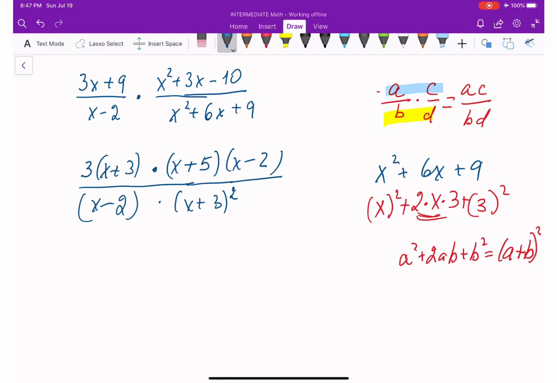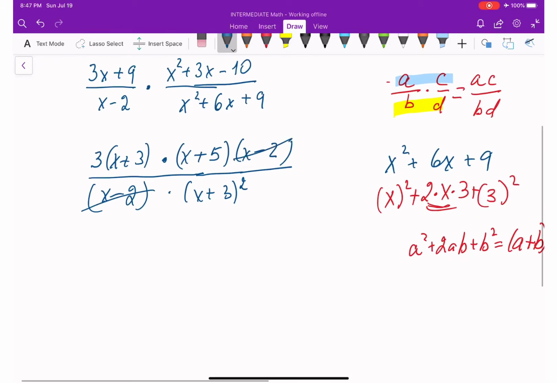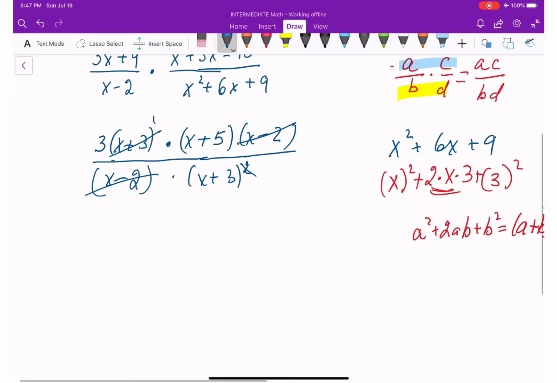Let's see if we can simplify here. x - 2, I can simply cancel with x - 2. x + 3, I can cancel with the square, because here is 1, here is 2, and 2 minus 1 is 1. So on the top, x + 3 is completely gone. At the bottom, we have x + 3 left. So the answer to this is 3 times (x + 5) over (x + 3).